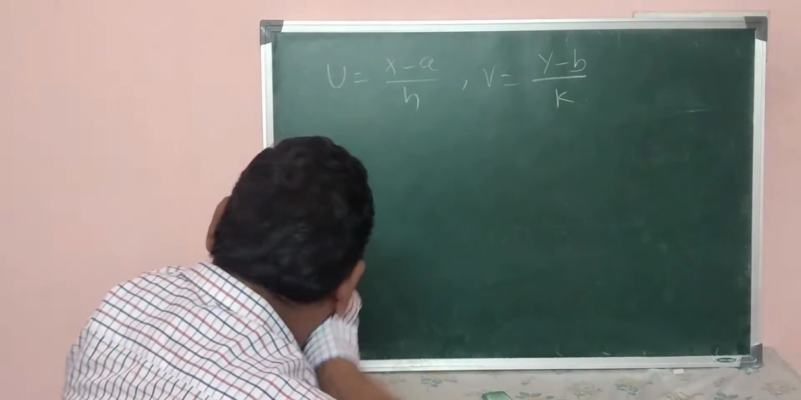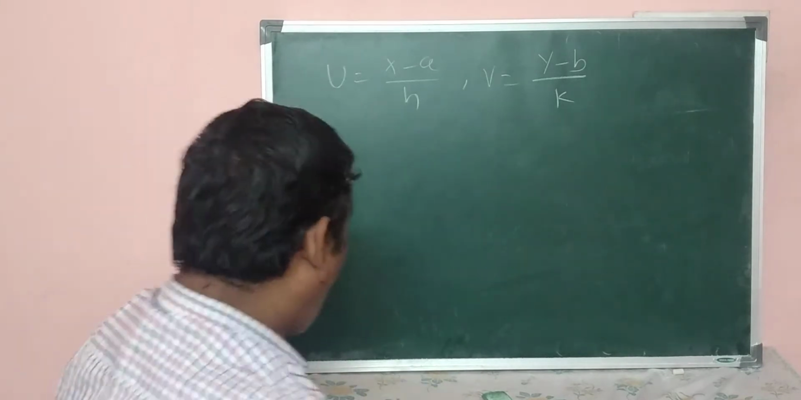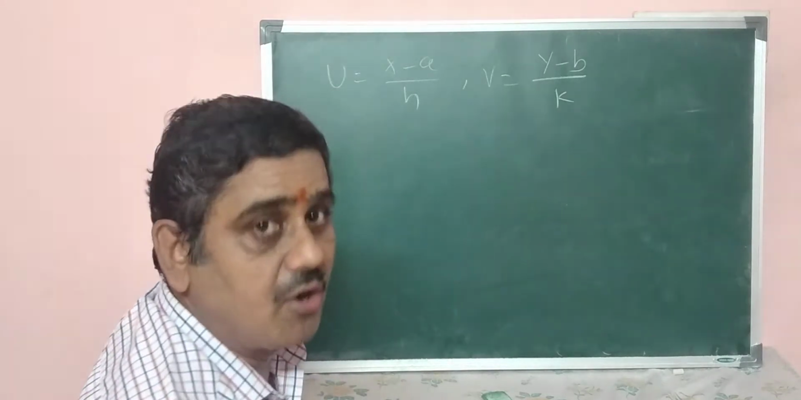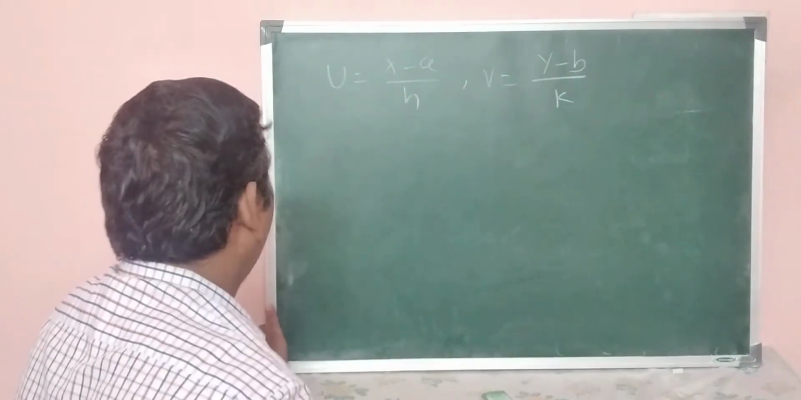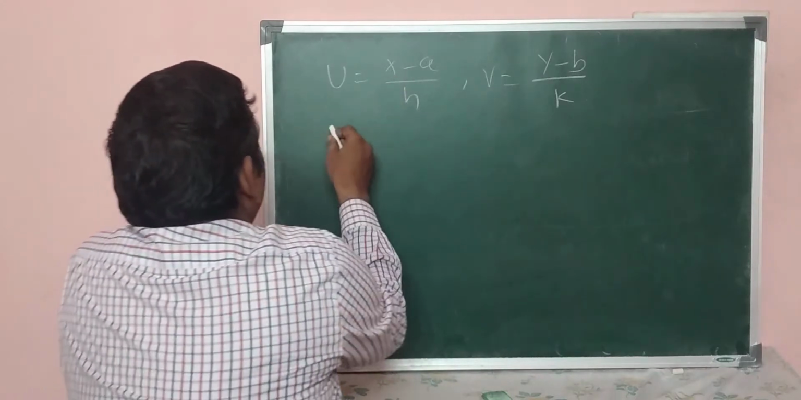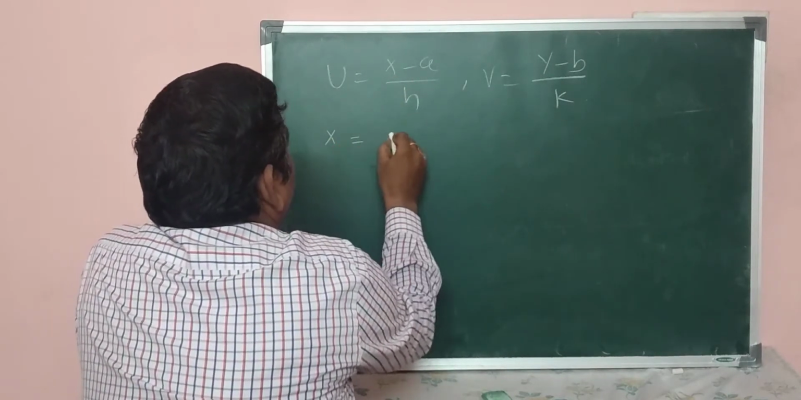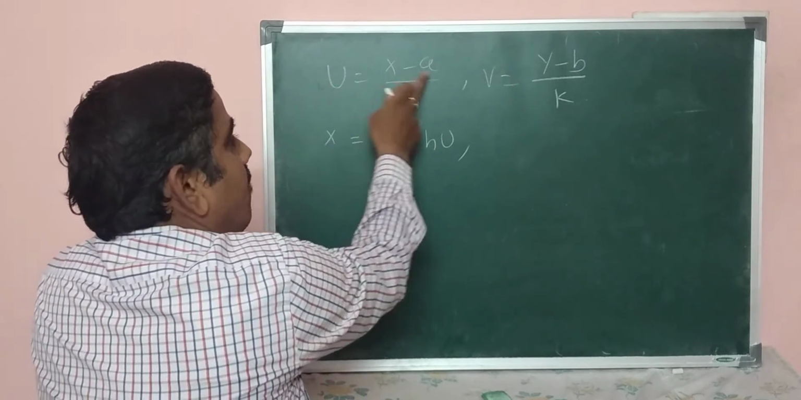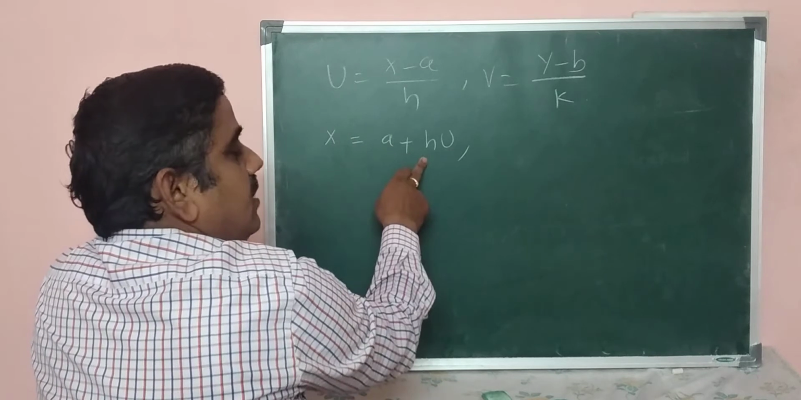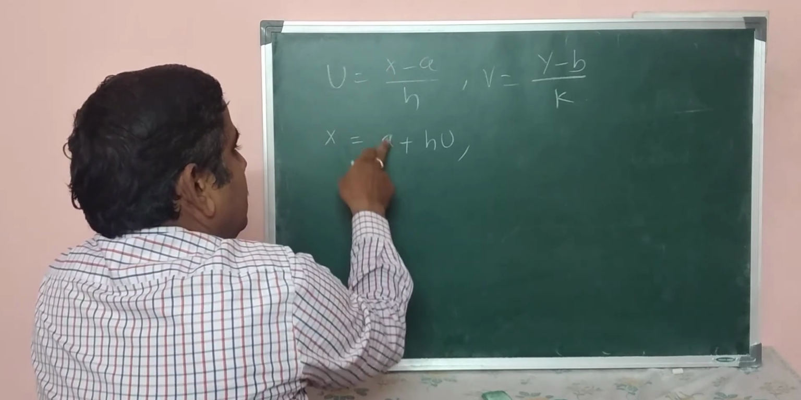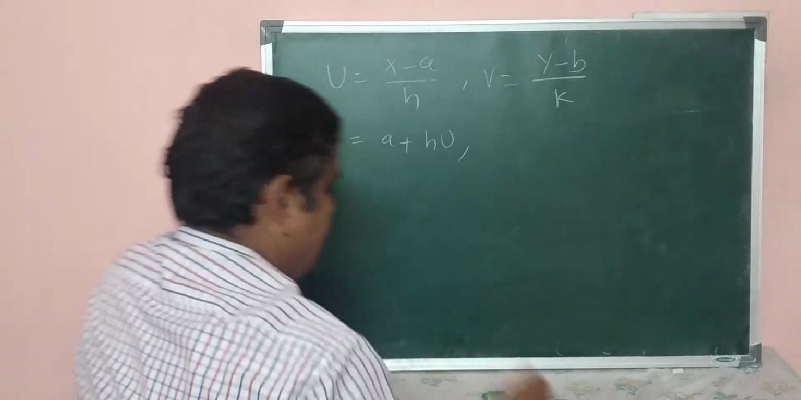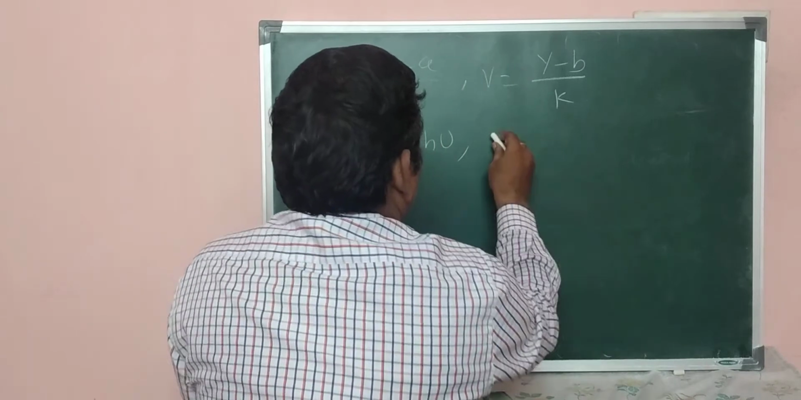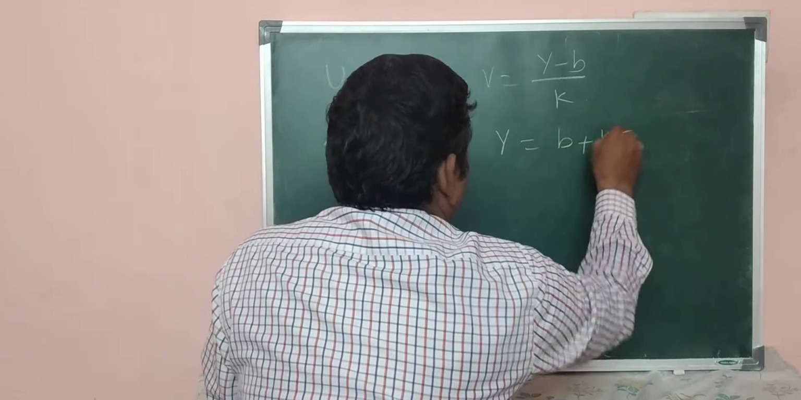If you consider like this, then you have to calculate. You have to prove whether the correlation coefficient is going to be affected or not. Okay. So in this, x is equal to a plus hu. If you take h to the left hand side and after that minus a to the left hand side, you will get this. x is equal to hu plus a, that is a plus hu. Similarly, you calculate here, y is equal to b plus kv.